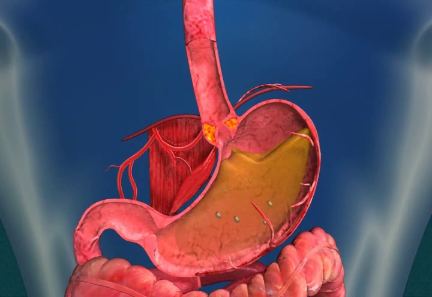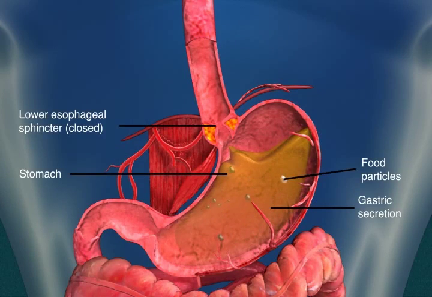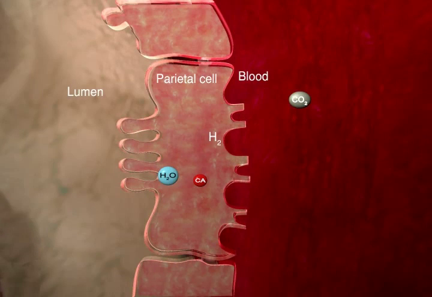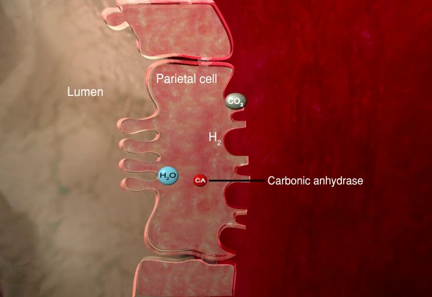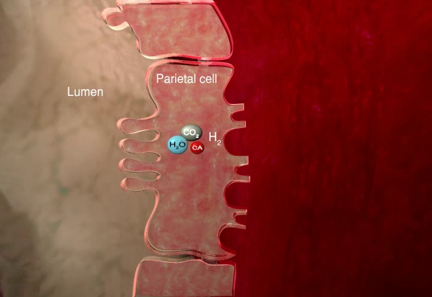Acid is produced by parietal cells, specialized epithelial cells which line the inner portion of the stomach. Secretion of gastric acid, HCl, can be stimulated by three separate pathways: histamine 2 receptor, acetylcholine, and gastrin. Carbon dioxide, CO2, diffuses into the parietal cell from the bloodstream and then combines with H2O via carbonic anhydrase to form carbonic acid, H2CO3. Carbonic acid dissociates into hydrogen ion, H+, and bicarbonate, HCO3-.